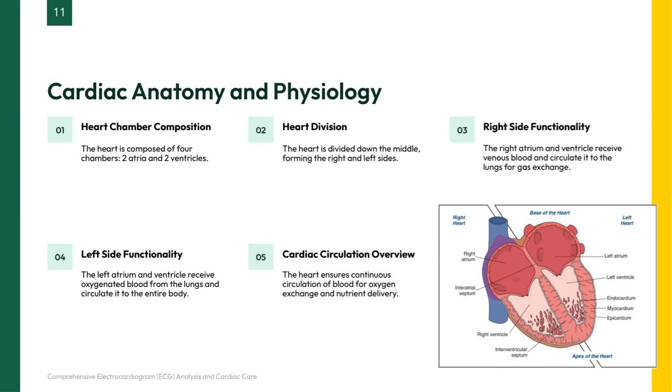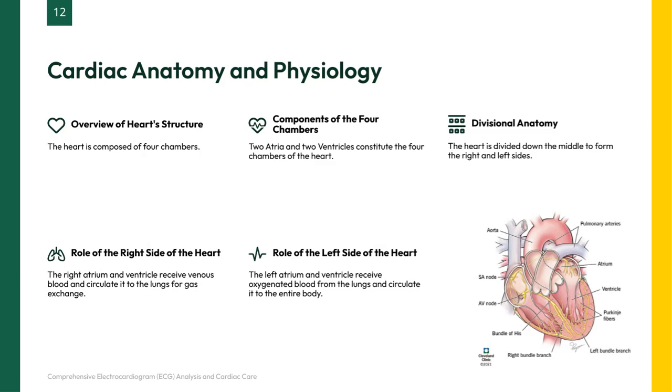The heart is made up of 4 chambers, 2 atria at the top and 2 ventricles at the bottom. These chambers are divided down the middle, creating a right side and a left side. On the right side, the atrium and ventricle work together to receive venous blood, which is low in oxygen, and pump it to the lungs for gas exchange. Once the blood is oxygen-rich, it returns to the left atrium and ventricle, which then pump it out to the entire body. This continuous circulation ensures that oxygen and nutrients are delivered efficiently, supporting all the tissues and organs we depend on. Understanding this basic structure and function is key to grasping how the heart keeps us alive and healthy.